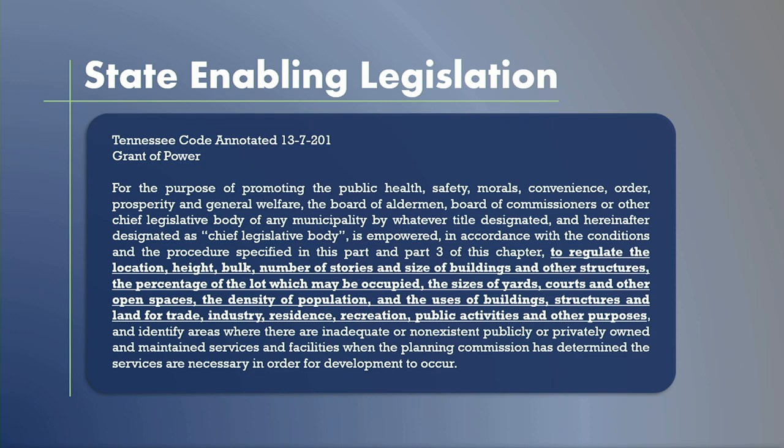And so I underlined and bolded this one section, just to give you an idea of how broad and really general the state law is, and which therefore gives you all a lot of latitude in terms of what can be regulated. So regulate location, height, bulk regulations, number of stories or the size of buildings, size of yards, courts, open spaces, density. Obviously these are all things that we all regulate through your zoning ordinance. So again, this is just the actual text from state law that allows you to be able to do those things and gives direction to, and also puts some limitations on, what you all can review.